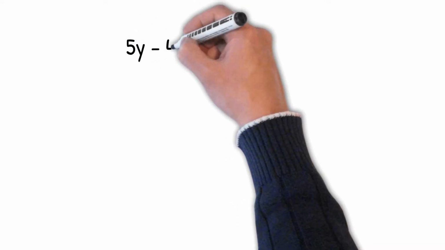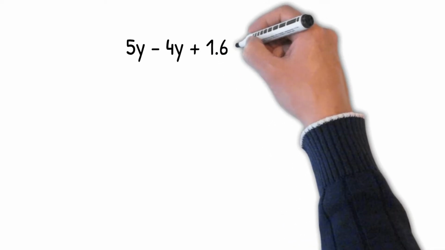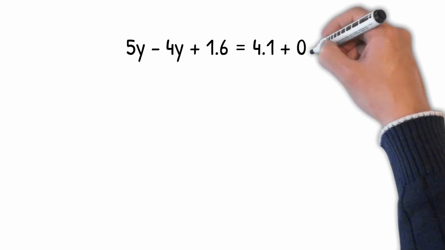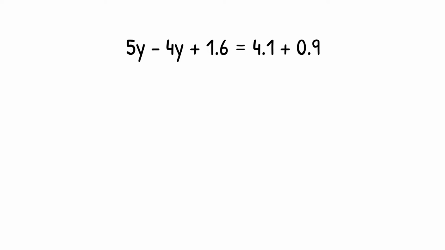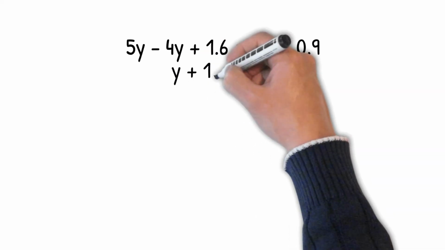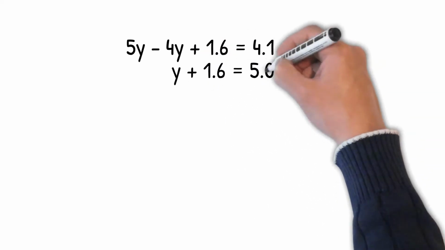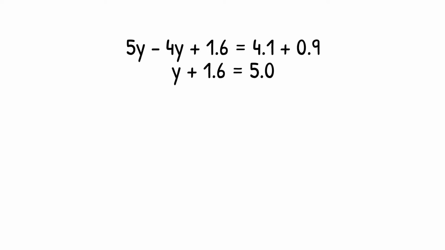Now let's move up a little with our algebraic equation and make it a little harder. Let's solve the equation 5y minus 4y plus 1.6 equals 4.1 plus 0.9. Now what we want to do is solve for y. When solving any algebraic equation, first always simplify both sides of the equation. In this case, combine like terms. On the left side, we can combine 5y and negative 4y, which equals y. And the right side, we can add 4.1 and 0.9, which is 5.